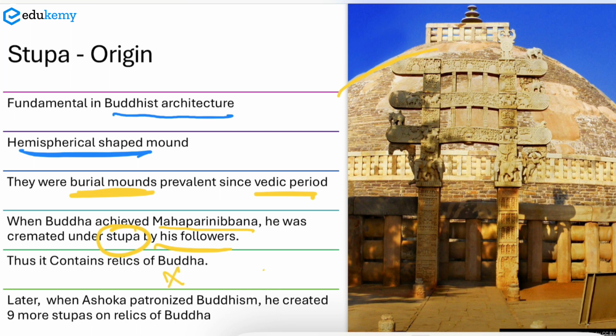Second, it also contains relics of Buddha. तो बुद्धा के जो ashes हैं, it is believed that stoop के अंदर है. When Ashok patronized Buddhism, he created 9 more stoops on the relics of Buddha. आइए अब जानते हैं which are those 9 places, UPSC इससे क्वेश्चन बना सकता है.